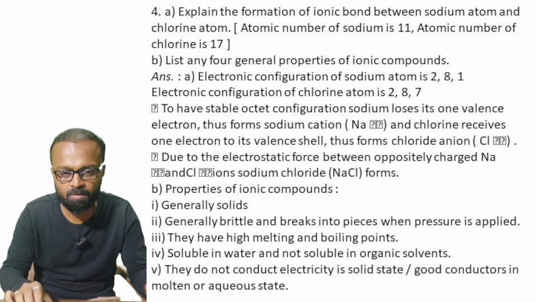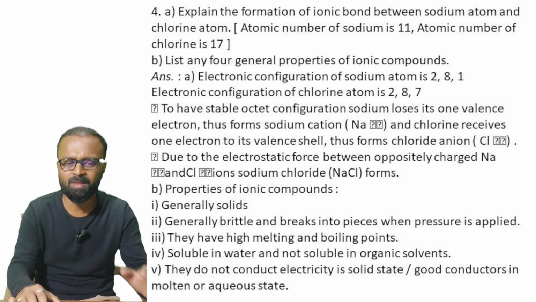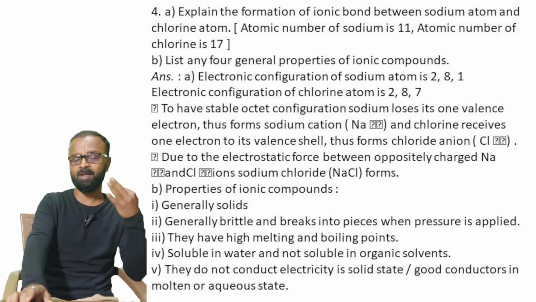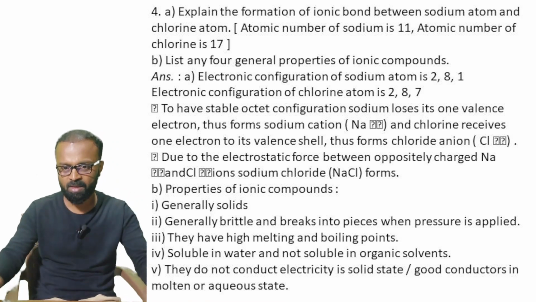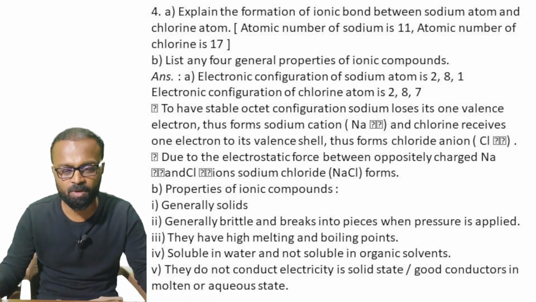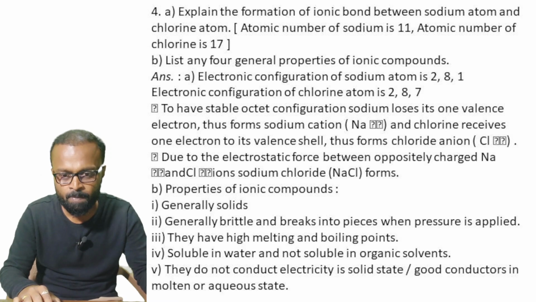Okay, next one, alloys. Very simple. Some 4-5 alloys are bronze, solder metal, brass, steel and so on. Remember the constituents of these particular alloys, they are very simple.